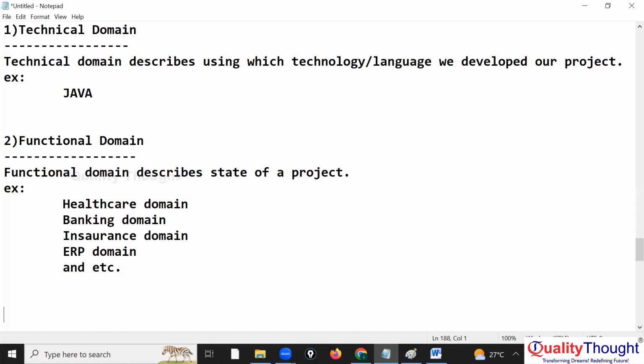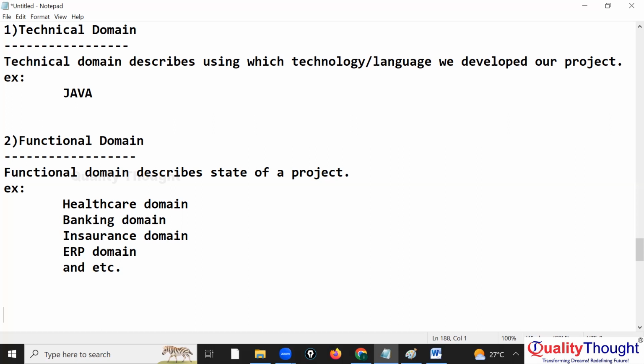Assume that you got a job in Cognizant. Cognizant is an MNC and a service-based company. When you join Cognizant, they will give you training first. After training is done, they will give you KT, knowledge transfer, about the project. After that KT, you start working on the project. So before being assigned the project, you should ask the company people, what is my technical domain and what is my functional domain?